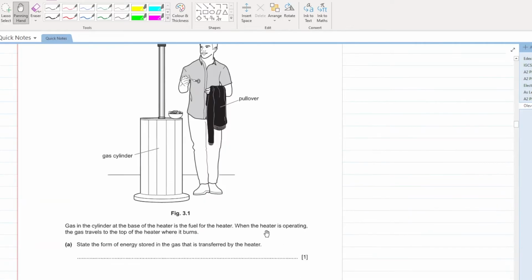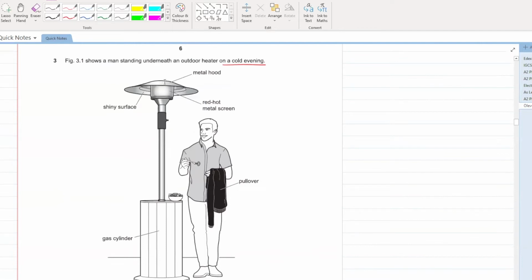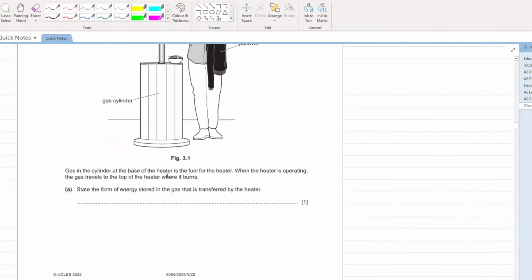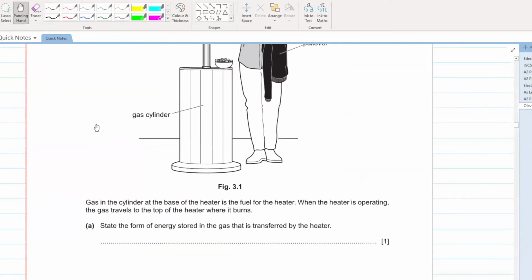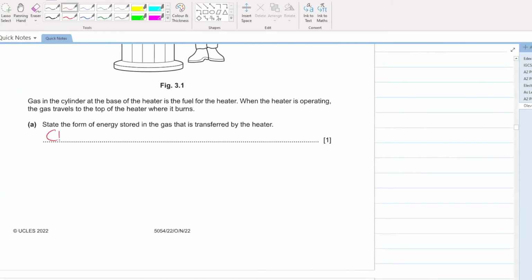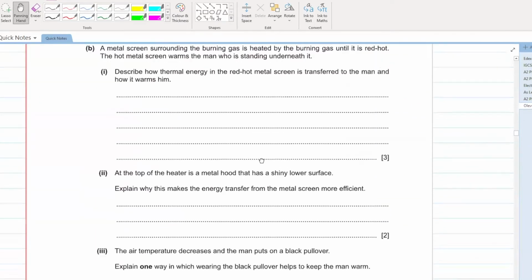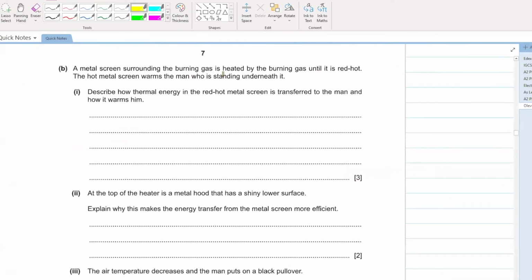Now, if you listen, what will happen when the heater is operating? The gas travels to the top of the heater where it burns. State the form of energy stored in the gas that is transferred by the heater. What form of energy is stored in the gas? Do you remember? Gas, fuel, petrol, battery, which energy is stored in everything? Chemical energy.